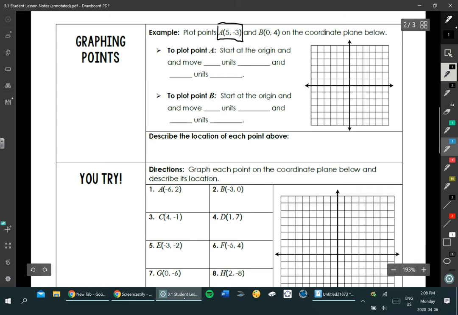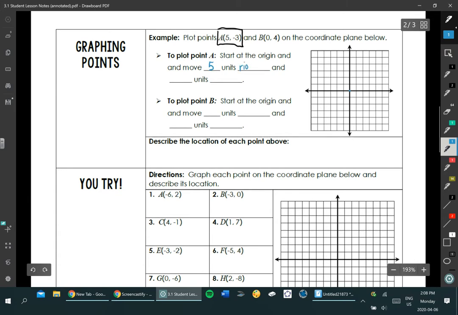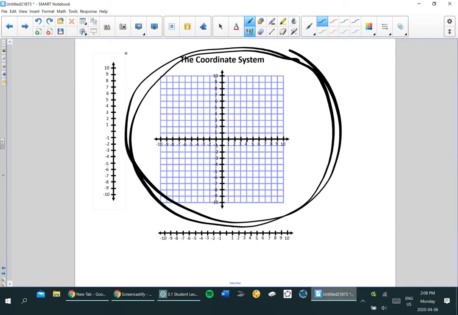at the origin, right? So you can put your little pen over the origin. And what we're going to do is move 5 units to the right, and 3 units down, okay? Because 5 is positive. If we go back to our quadrant, you can see that over here we have our positive values of x, and here we have our negative values of x. Similarly, we have positive values of y, negative values of y.